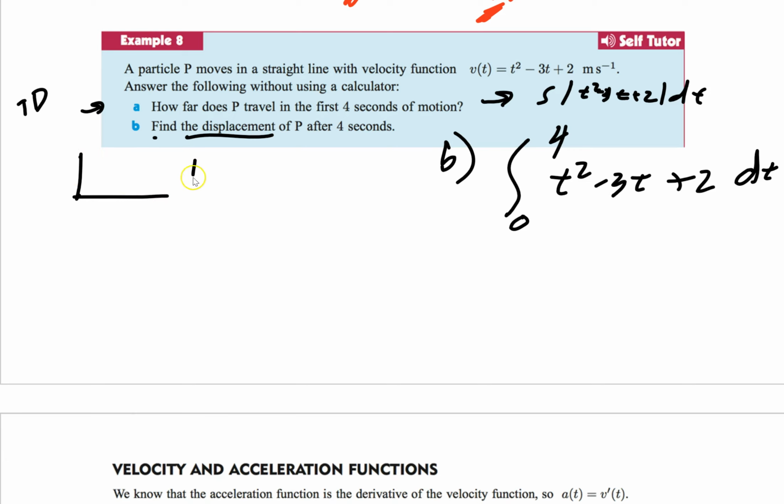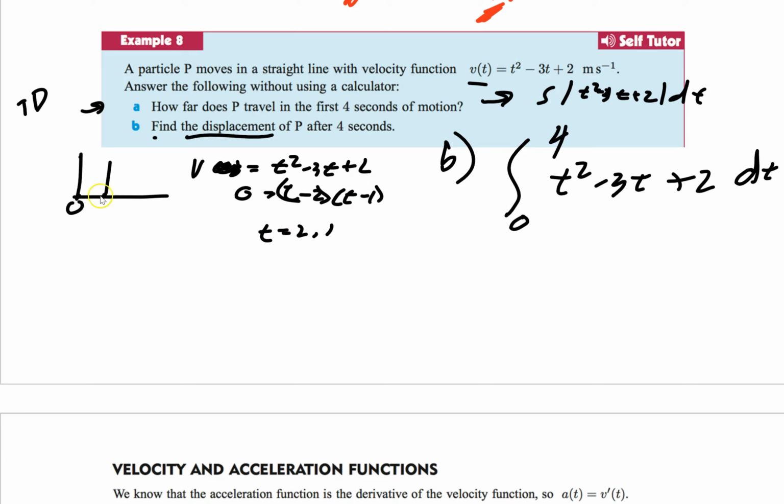Remember the way you do a sign chart? We're doing a sign chart for velocity, which is what we have. So you set it equal to 0 to find your critical points. Factor it. So that's t minus 2, t minus 1. So my critical points are 2 and 1. So we start at 0. We have 1, then 2, and then it wants the first 4 seconds, so we're going to end at 4. So I have my sign chart.